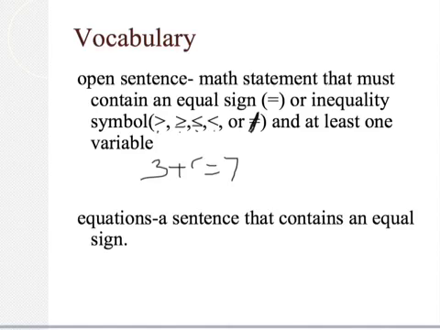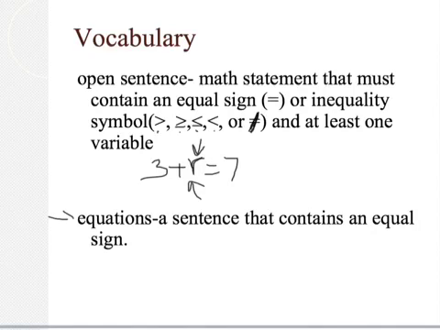It's considered an open sentence because it is open, in a sense, to whether it's true or not, depending on whether or not we get the right answer for r. If I were to put a 2 in here, that would not work because 3 plus 2 is not 7. But obviously if I were to put a 4 in here, that works. So it's considered open because of that variable. It is an open sentence.